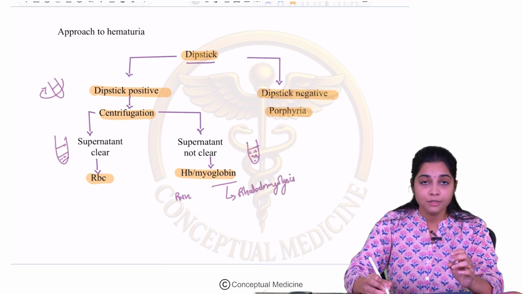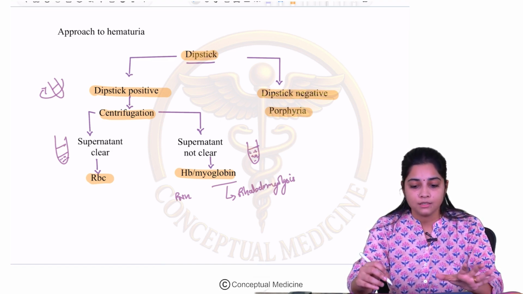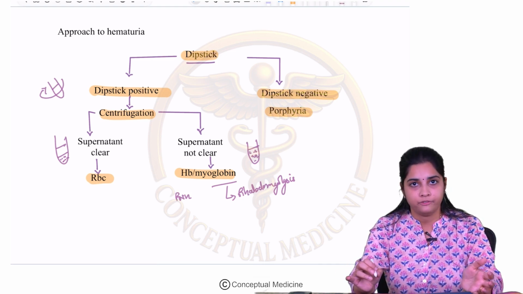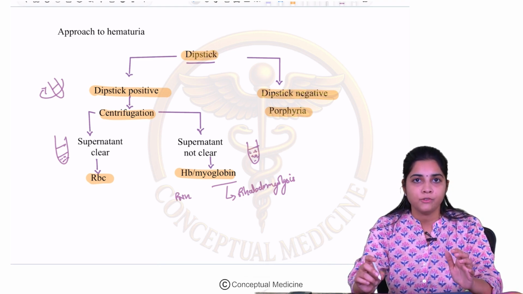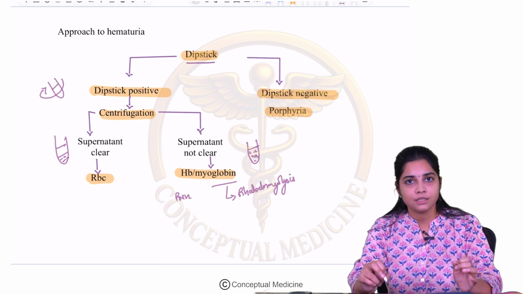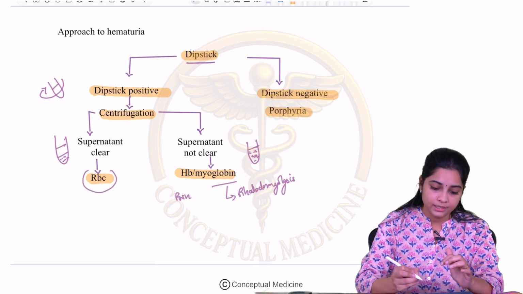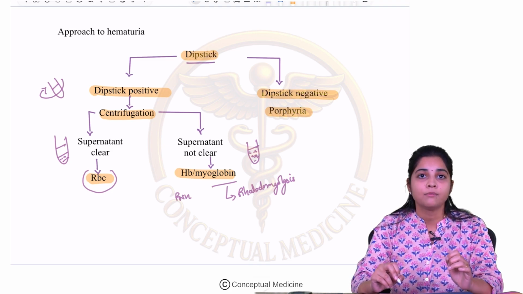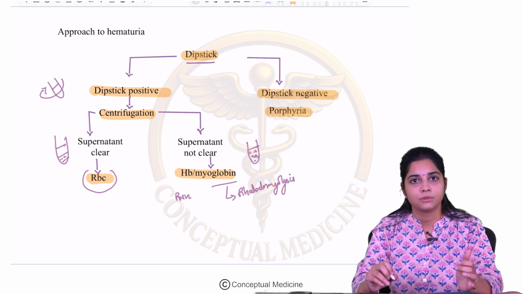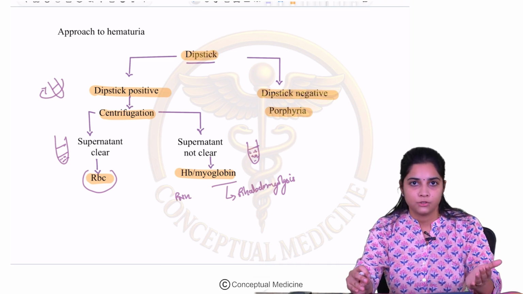Okay. So every patient that comes to you complaining of high colored urine or passage of blood in the urine, this is how you will diagnose him. You subject the patient to a dipstick analysis. If the dipstick is negative, then it is porphyria. If it is positive, you centrifuge. If the supernatant becomes clear, then it is a definite hematuria, RBCs. If the supernatant is not clear, then it is due to hemoglobin or myoglobin. So once you have confirmed that indeed it is RBCs in the urine, then you have to see what the origin of your hematuria is. Is it a glomerular pathology, or is it due to any other renal pathology, or is it a urological cause like bladder stones or tumors?